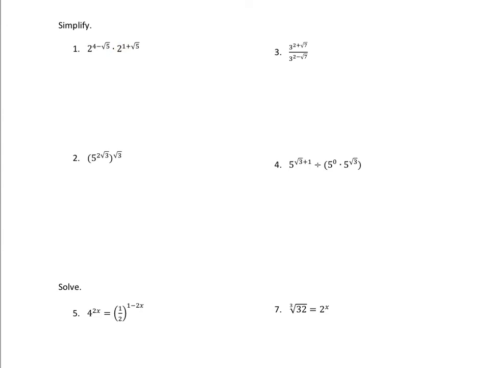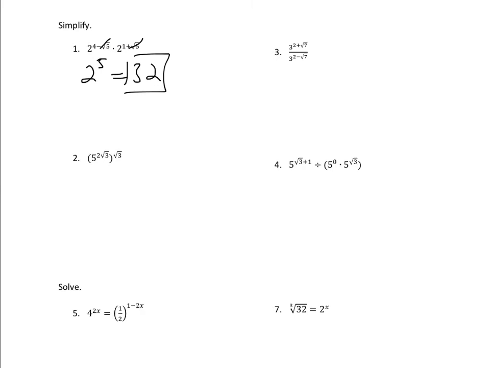So what do you do when you have the same base and you're multiplying? You add the exponents. Keep the base, add the exponents. 4 plus 1 is 5. Negative root 5 plus root 5 is 0. They cancel each other out. So we're left with 2 to the 5th, which we know is 32.